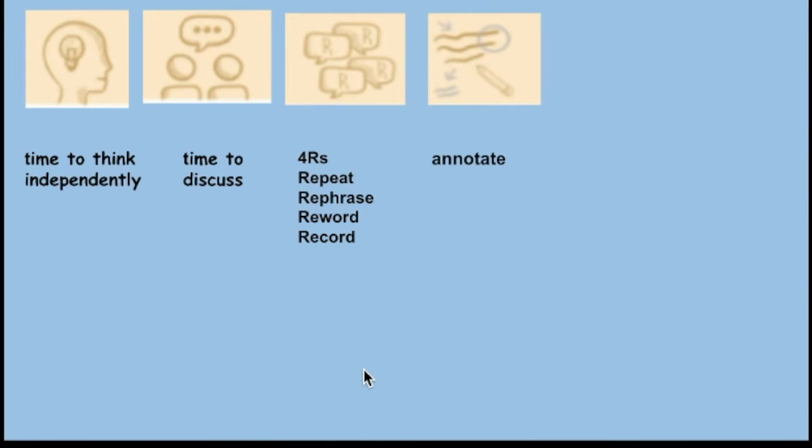Fourth icon, annotate. Help students organize their thinking on paper, usually in the form of mathematical models or diagrams. These can be tape diagrams, groups, or charts. These annotations are not just for others to be able to understand the student's thinking, but also so that the student himself or herself can refer to it later.